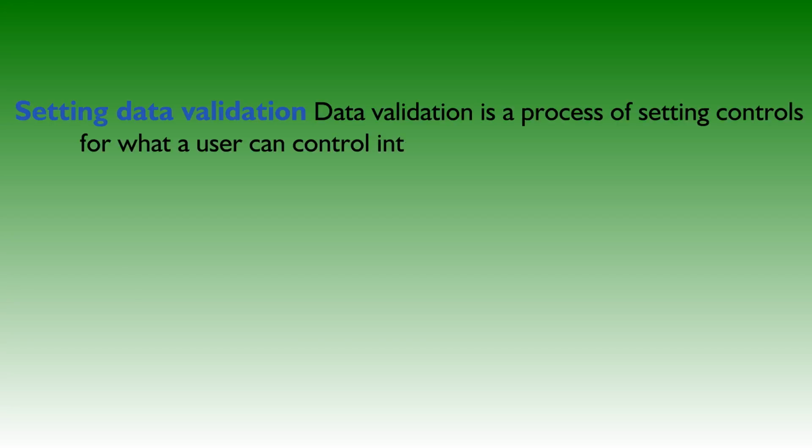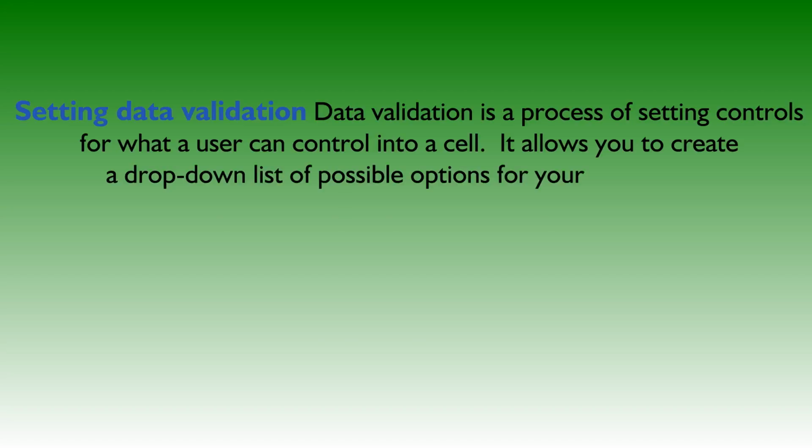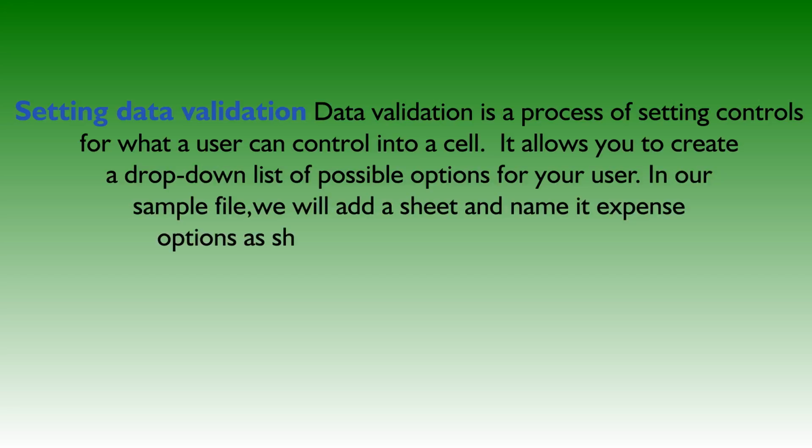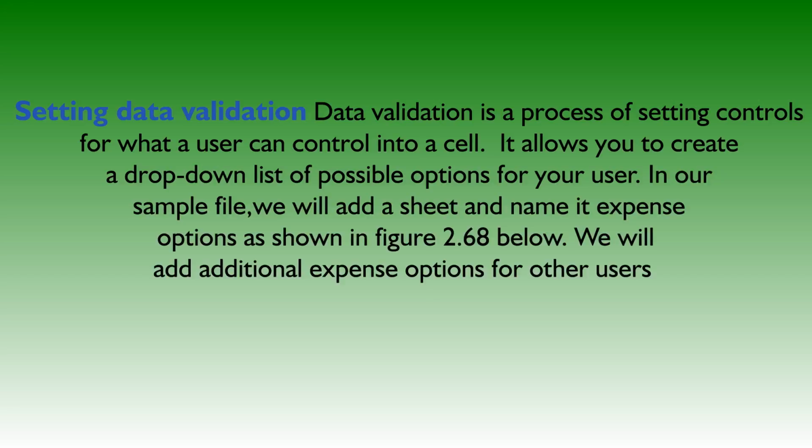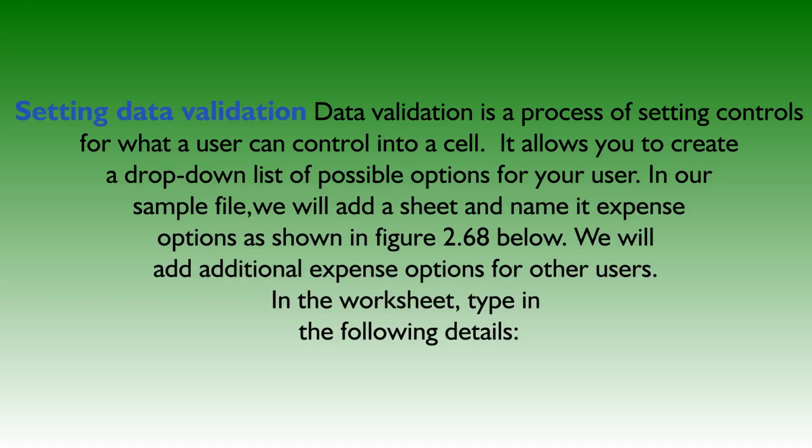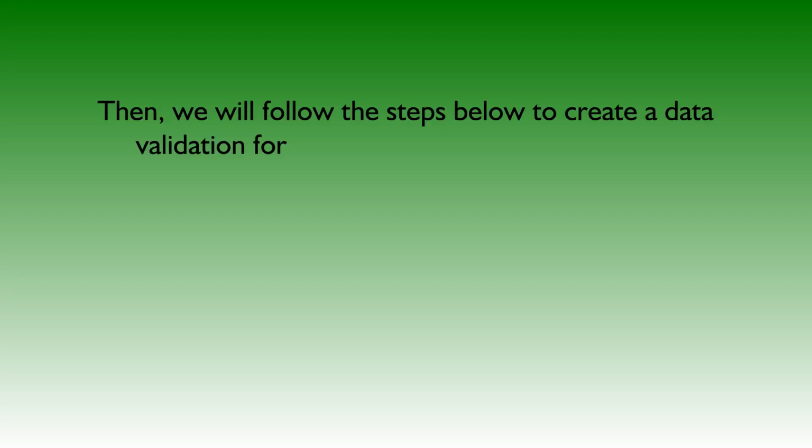Setting data validation. Data validation is a process of setting controls for what a user can place into a cell. It allows you to create a drop-down list of possible options for your user. In our sample file, we will add a sheet and name it Expense Options, as shown in this figure. We will add additional expense options for other users. In the worksheet, type the following details. Then, we will follow the steps below to create a data validation for the worksheet.